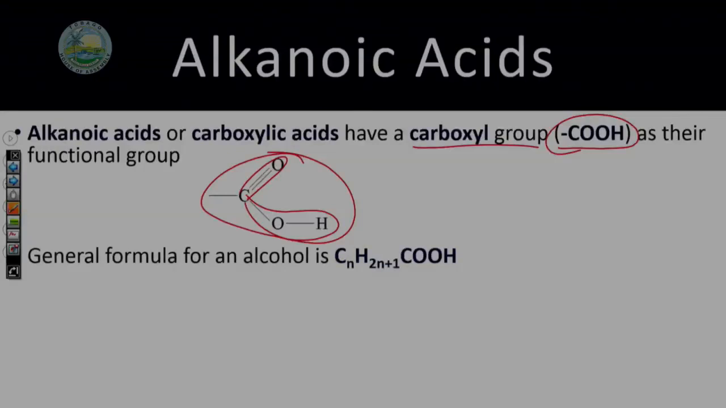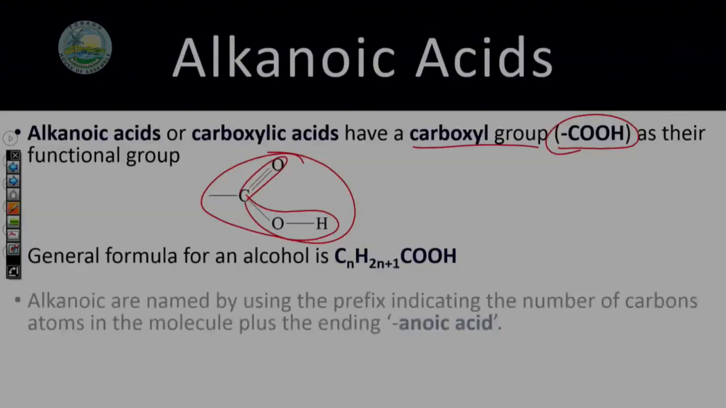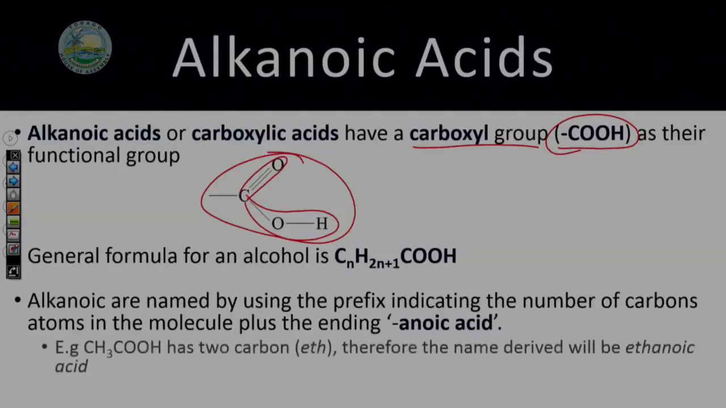They have a general formula of CnH2n+1COOH. We would have learned this before. And alkanoic acids are named by using the prefix indicating the number of carbon atoms in the molecule plus the ending anoic acid. So for example, we have CH3COOH. There are 2 carbons present. So we know that it's going to be eth. Therefore, the name derived is going to be ethanoic acid. Okay?